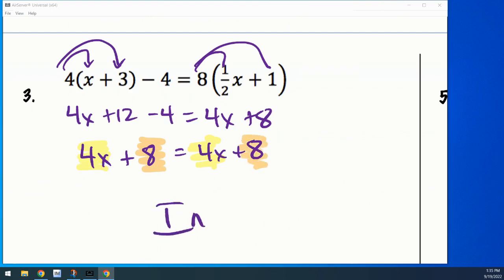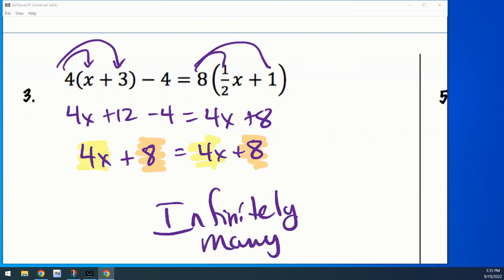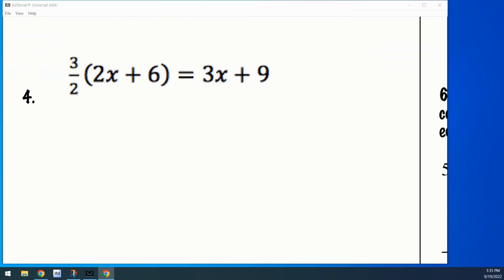So this is infinitely many solutions. Okay, so we're now going to go to number 4, and we're going to multiply here. If I multiply here, that's over 1. It's 3 over 2 times 2 over 1. This is going to get 6 over 2, which is 3.